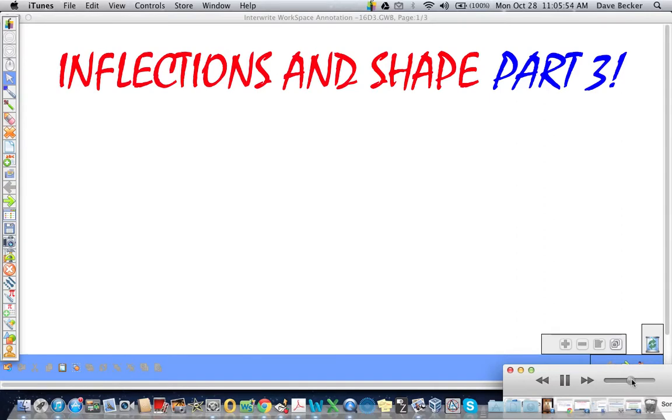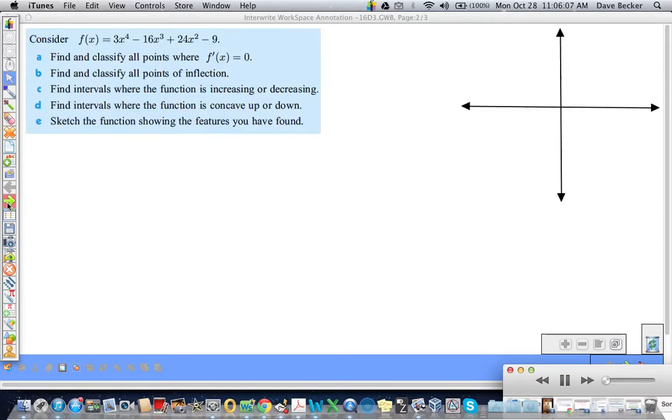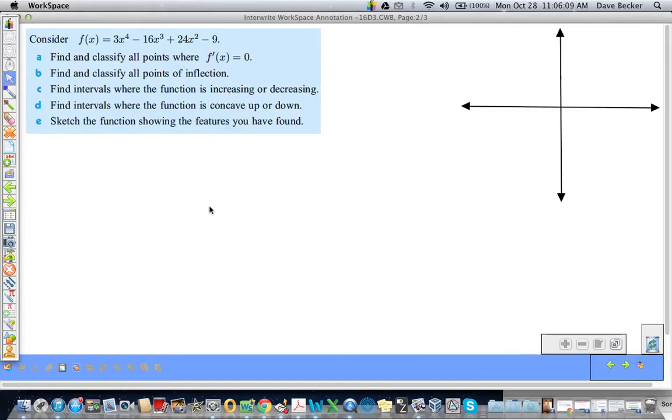This is The Cure. The Cure is calculus, and this certainly is just like heaven because of the calculus. We are talking about inflections and shape, part 3. Let's get right to it, shall we? The ultimate objective again is to be able to sketch curves.